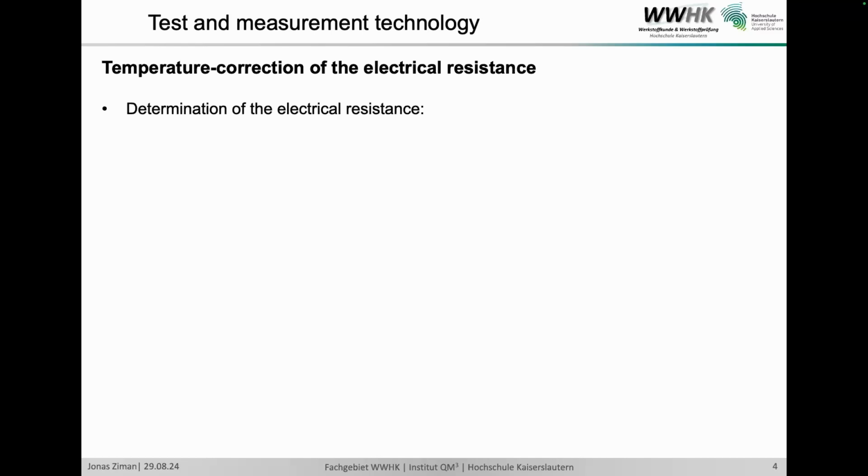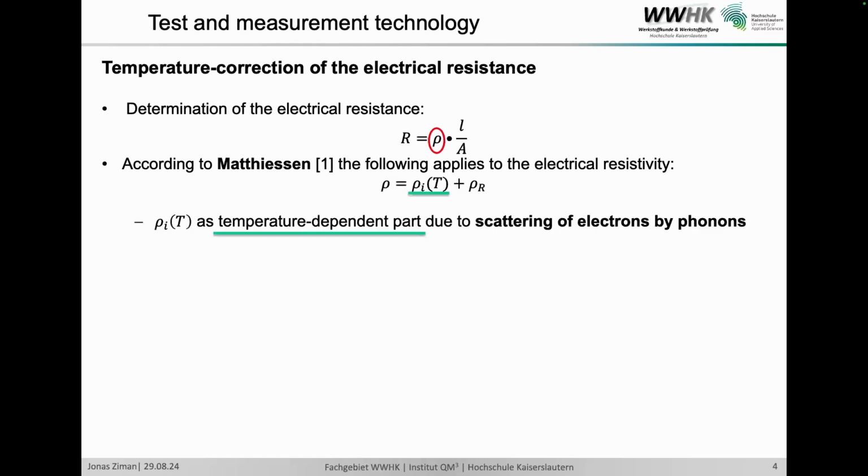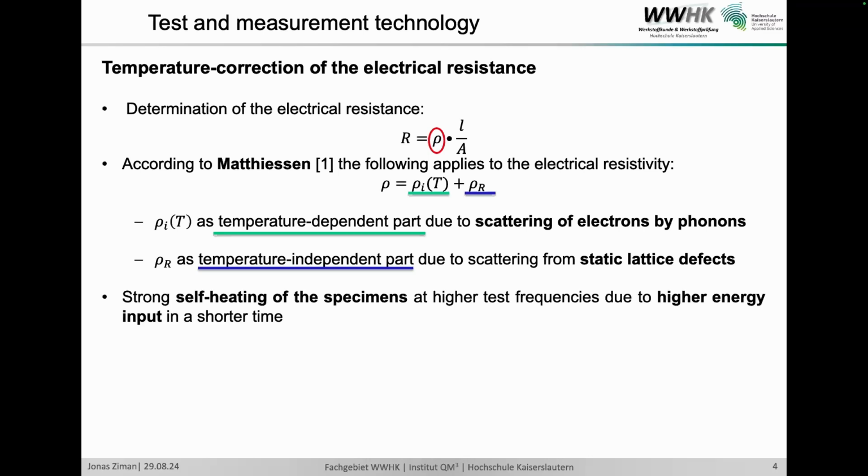Therefore, we have a short look at the determination of the electrical resistance. It consists of the electrical resistivity, the length, and the area of my specimen. According to Matthiessen's law, the resistivity contains two parts. On the one side, there's the temperature-dependent part due to the scattering of electrons by phonons. On the other side, I have a temperature-independent part due to the scattering from static lattice effects.